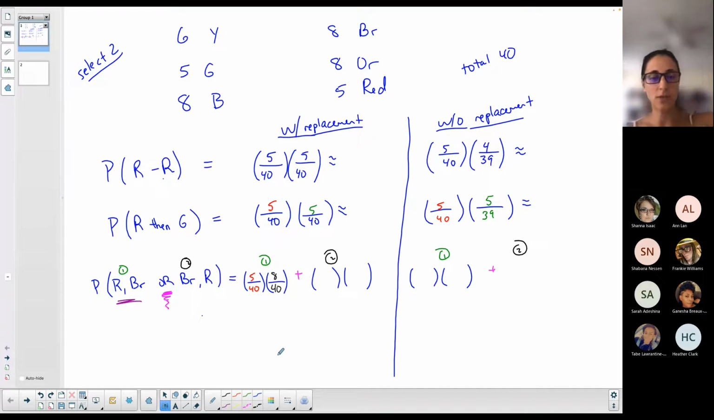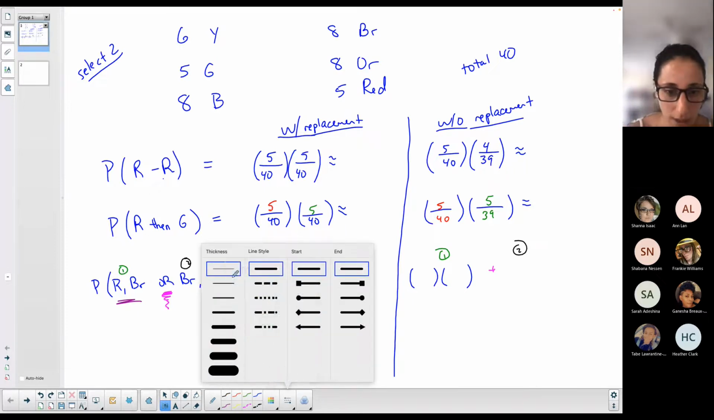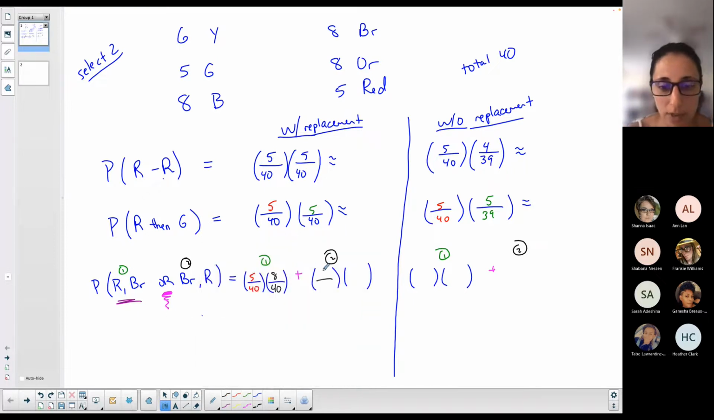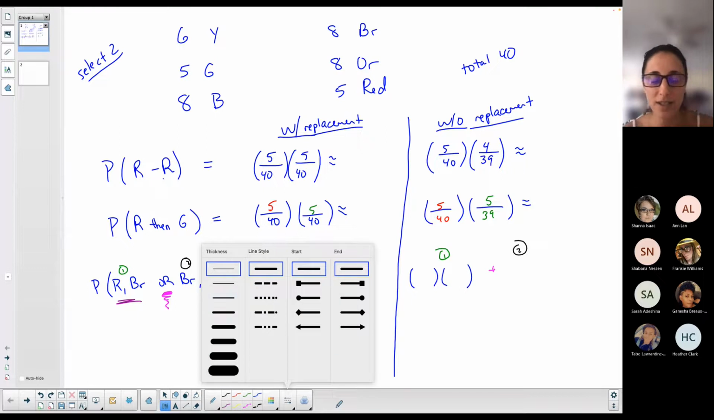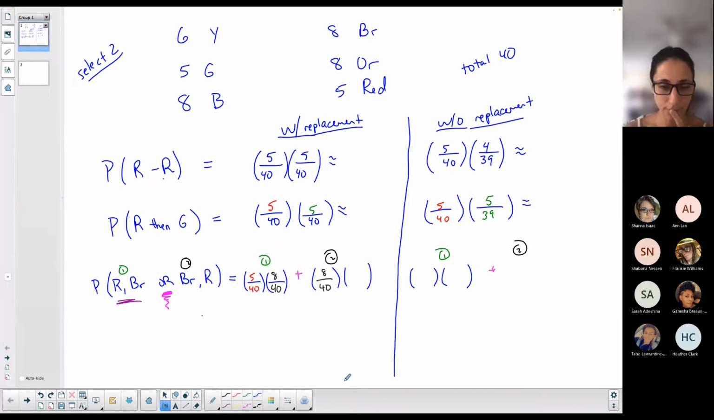But that's the first situation where I get a red and a brown. Or, well, let's add this other situation as our total. Or this situation here, where I get a brown and then a red. So she already told me the probability of a brown was 8 out of 40 because there's 8 brown out of 40 total. But if I pick the brown first, what's the probability of getting a red second if I replace the brown?